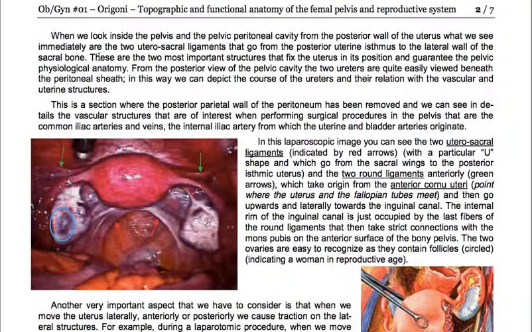The uterosacral ligaments, that are two, are the two most important structures that fix the uterus in its position and guarantee the pelvic physiological anatomy.